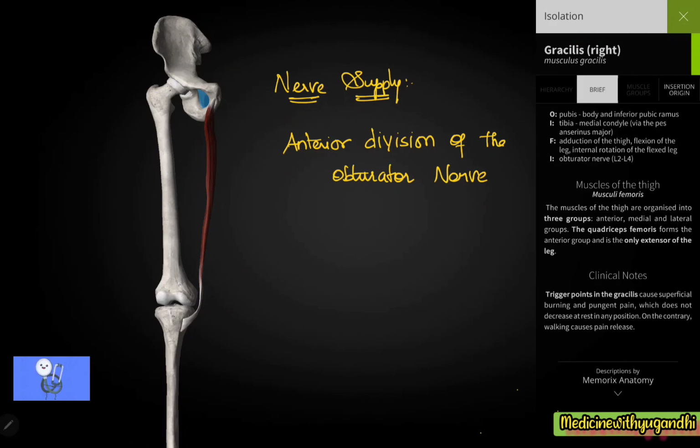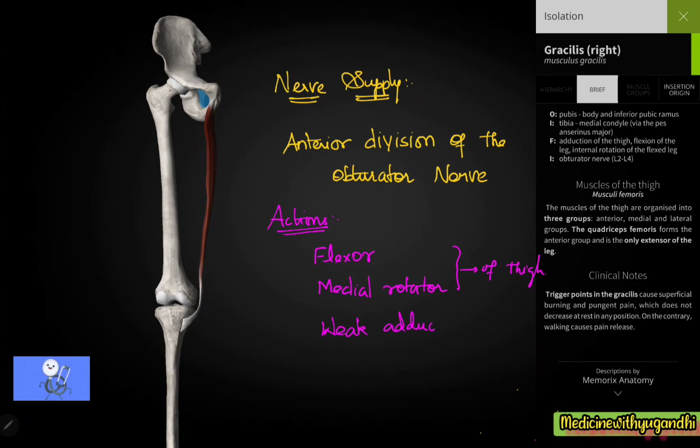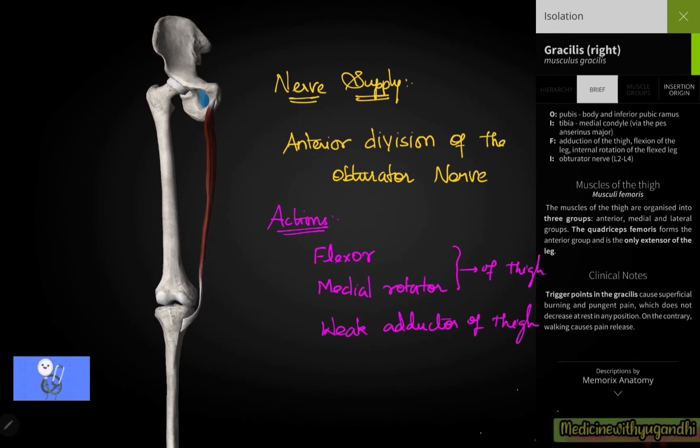Coming to the actions of the gracilis muscle. As with the pectineus, this gracilis muscle is also a flexor of the thigh. And of course it also acts as a medial rotator of the thigh. But this gracilis muscle is a weak adductor of the thigh. Another important thing regarding this gracilis muscle is that it has often been used for free functional muscle transplantation.